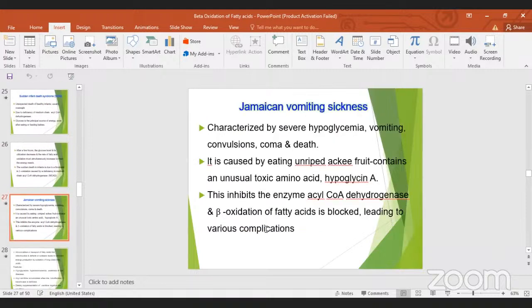Next one, Jamaican vomiting sickness. It is characterized by severe hypoglycemia, vomiting, convulsion, coma, and death. It is caused by eating unripe ackee fruit, which contains an unusual toxic amino acid, hypoglycin A. This inhibits the enzyme acyl-CoA dehydrogenase, and beta oxidation of fatty acid is blocked, leading to various complications.